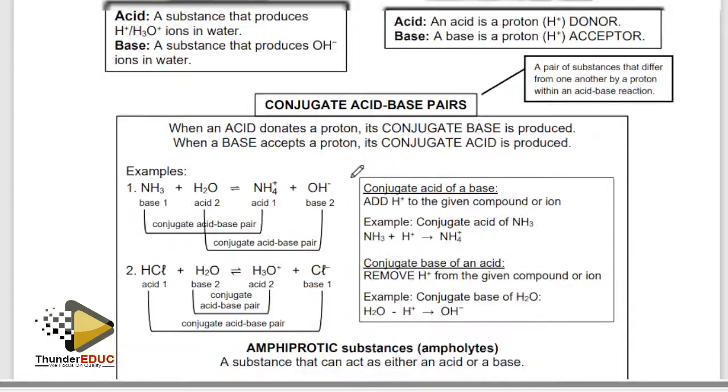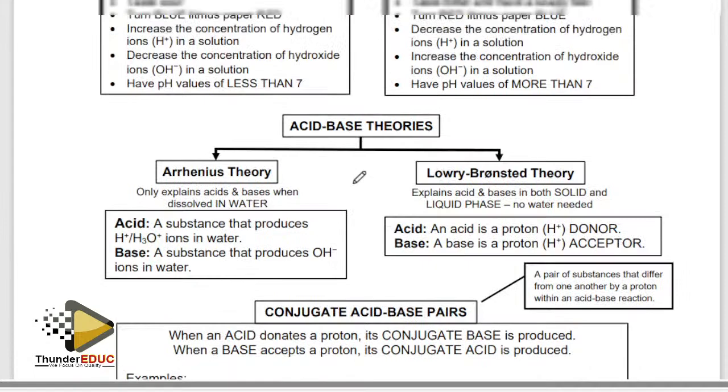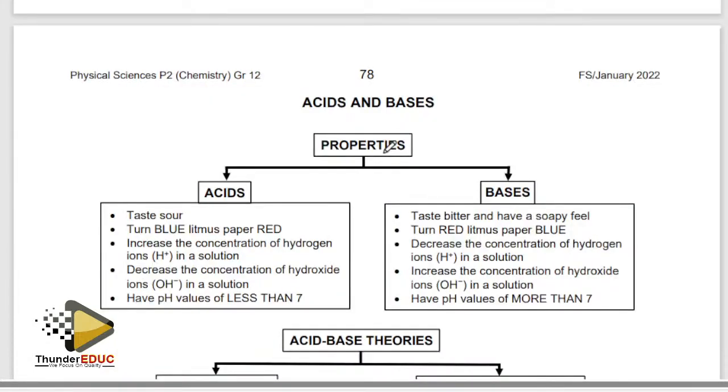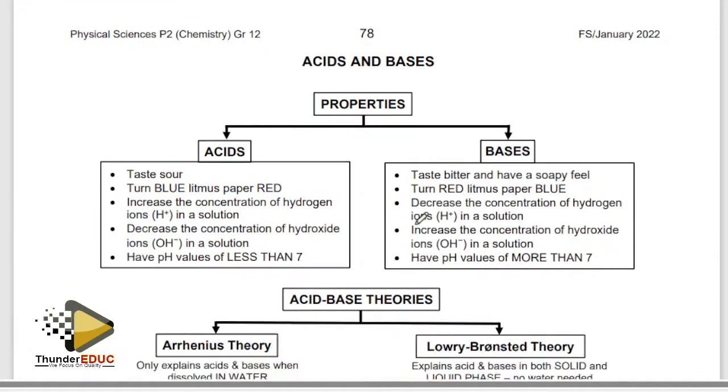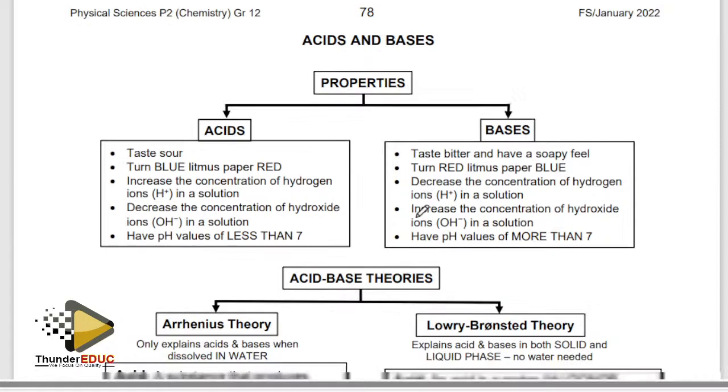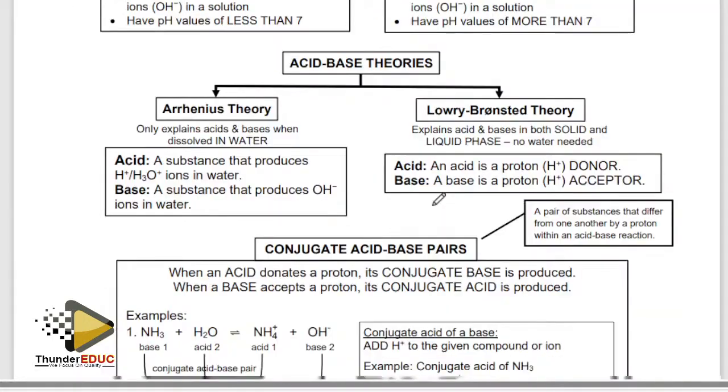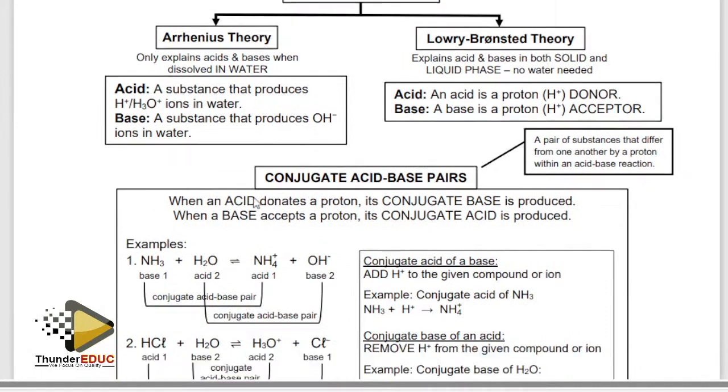All right, so when we go to acids and bases, there are some things which you need to know. What is an acid based on Arrhenius, and what is an acid and a base based on Brønsted-Lowry? According to Arrhenius, an acid is a substance which produces hydrogen ions in aqueous solution, and a base is a substance which produces OH-. According to Brønsted-Lowry, an acid is a proton donor, and a base is a proton acceptor. So basically, you have to know that.